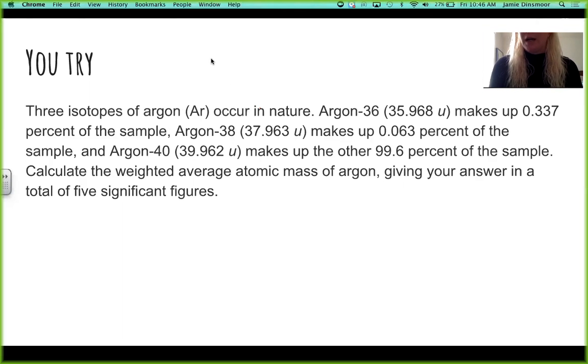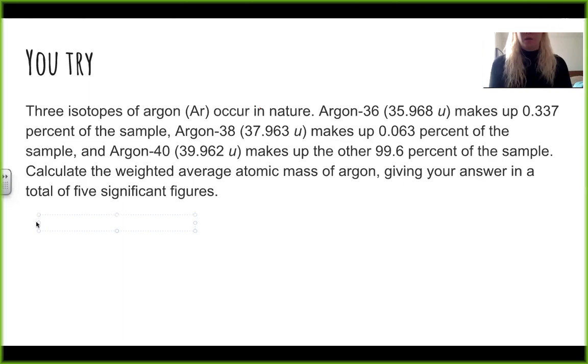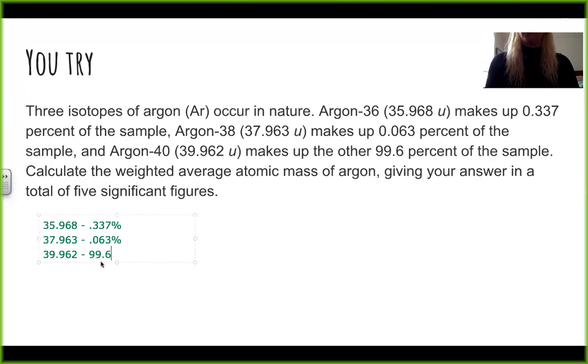All right, I'm going to start writing out what I did. And our first step was to write what we know. So 35.968 is one of our argons, right? And that makes up 0.337% of a sample. We also have argon 38, which is 37.963. That makes up 0.063% of the sample. And then we have argon 40, which is 39.962. And that makes up 99.6%. Okay, so that was the first step, write out what we know.